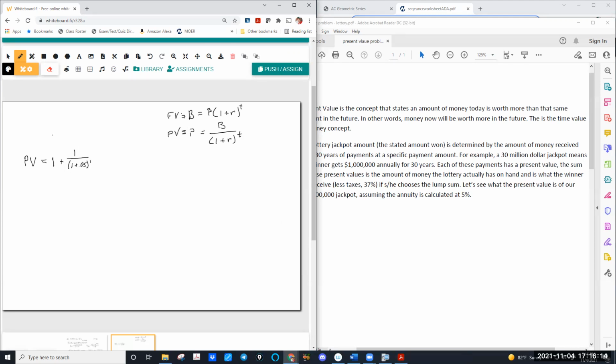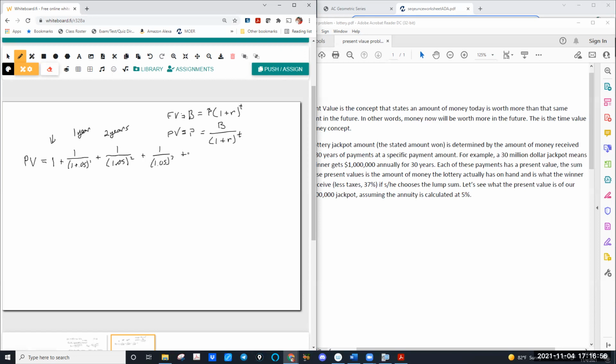So this is what he gets right now. This is 1 year later. He's going to get another one after 2 years. Well, the present value of that is $1 million, but then it gets divided by the 1.05 twice because it had 2 years to accrue interest. And this keeps going. So 1.05 to the third.